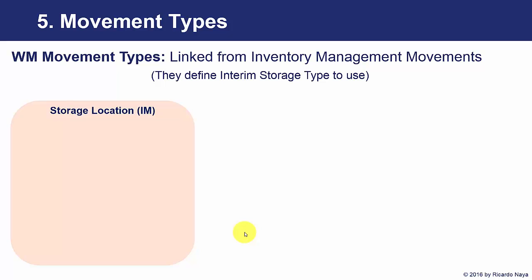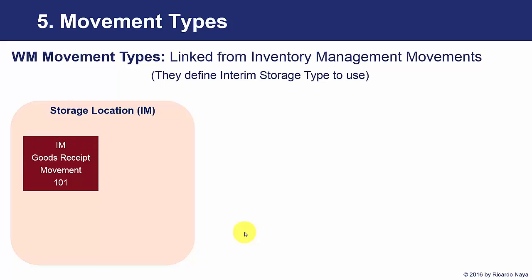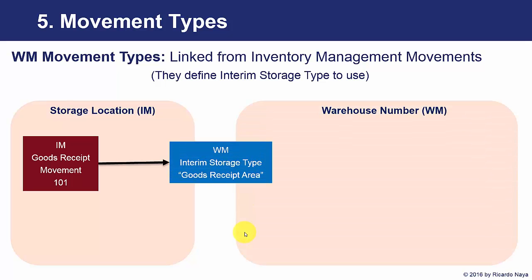So for instance, if we have a storage location in our plant where we make a goods receipt in inventory management, that is a movement 101, automatically we can configure it for creating a movement to the warehouse management interim storage type goods receipt area. An interim storage type is a storage type that is used for entering stock temporarily, before placing these materials in the definitive storage type where they are going to be placed.